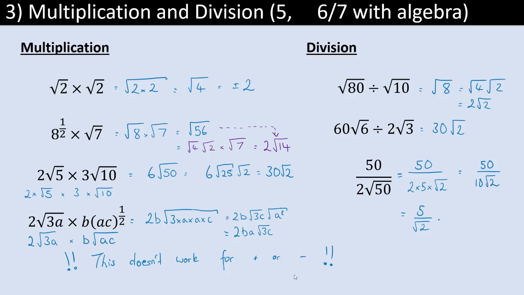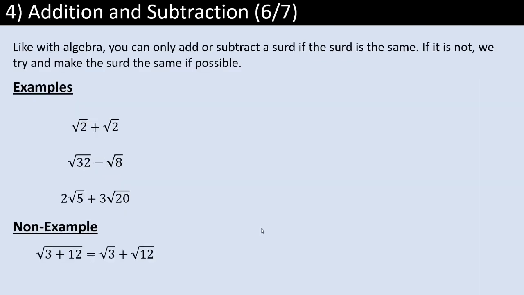Now that little warning at the bottom takes us nicely into addition and subtraction, which is perhaps a little bit more complicated than multiplication and division because of what I've written at the top here. Like with algebra, you can only add or subtract a surd if the surd is the same. Like you can only add or subtract letters if they are the same letter and power. In this case, we can only simplify things that have the same surd value. If we do not have something which is the same surd value, then we cannot simplify them.